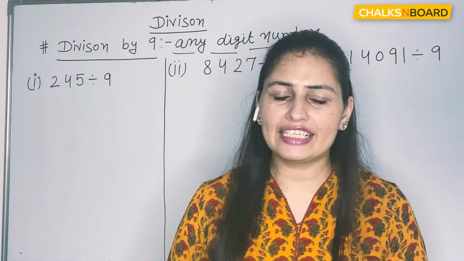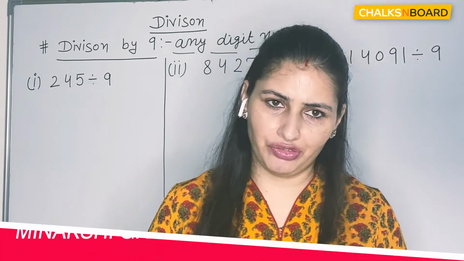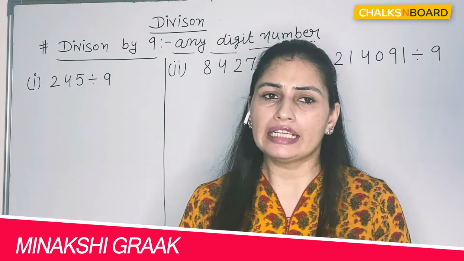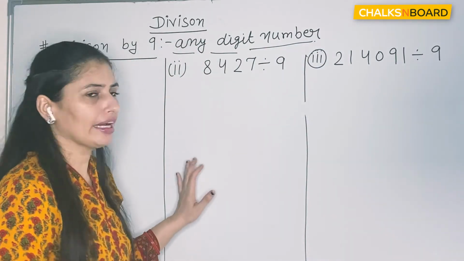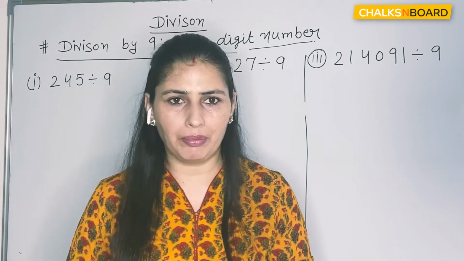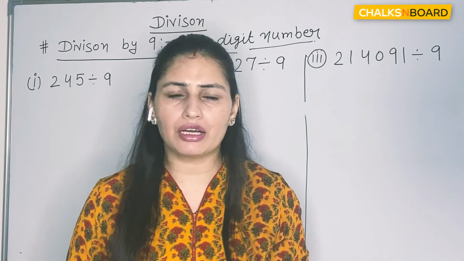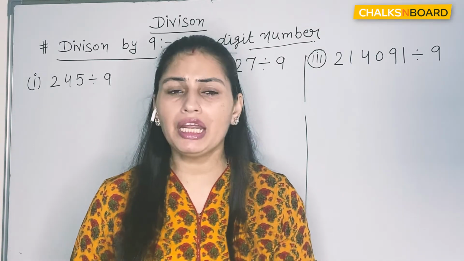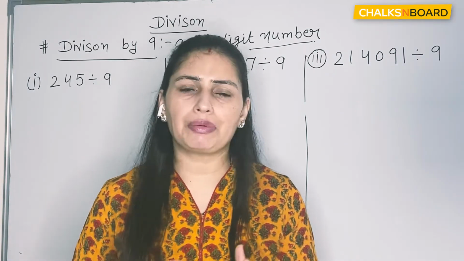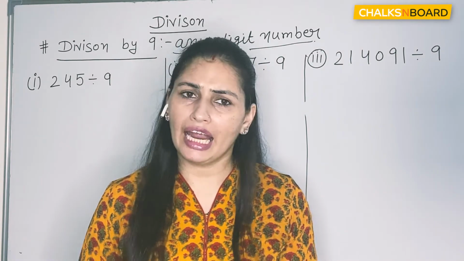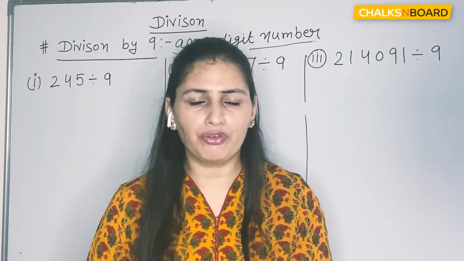हेलो एवरीवन, लेट्स स्टार्ट द अनदर चैप्टर दैट इज द डिवीजन। और यहाँ पर हम सबसे पहले डिवीजन की फर्स्ट ट्रिक दैट इज डिवीजन बाय 9 एनी डिजिट नंबर। आपके पास कितने भी डिजिट का कोई भी नंबर हो, इट मे बी 3 डिजिट नंबर, 4 डिजिट नंबर, 6, 7, 9, 10 डिजिट नंबर, कितने भी डिजिट का आपके पास नंबर हो, we can easily divide by 9 any digit number with the help of this trick.